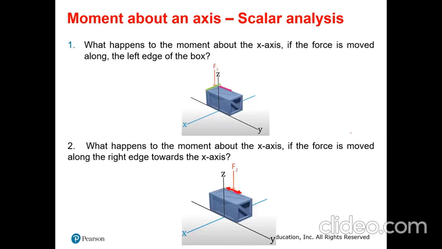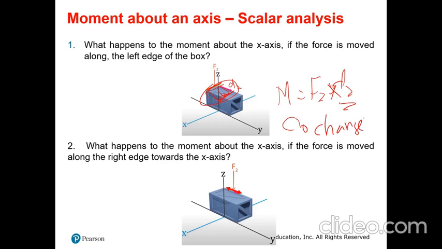Same thing, let's ask the question: what happened to the moment if the force is moved along the left edge? If I'm moving along this left edge, what's going to happen to my moment? I know my moment is going to be F2 times the perpendicular distance D2. So what happens to D2 if I'm moving along here? It's going to be D2 everywhere, right? So there is no change in the moment.